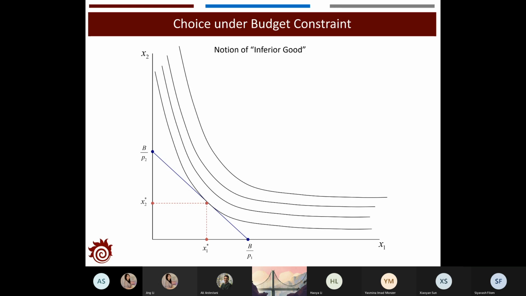One typical example is fast food. For fast food, the price is pretty low. And if your income is low, you will probably go to fast food restaurants a lot. But with higher income levels, you will probably go to some fine restaurant. And with that, you will have less consumption of fast food.